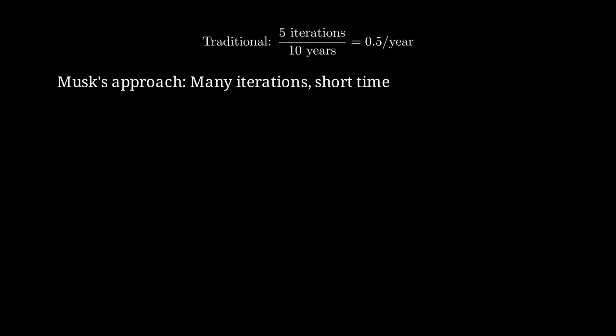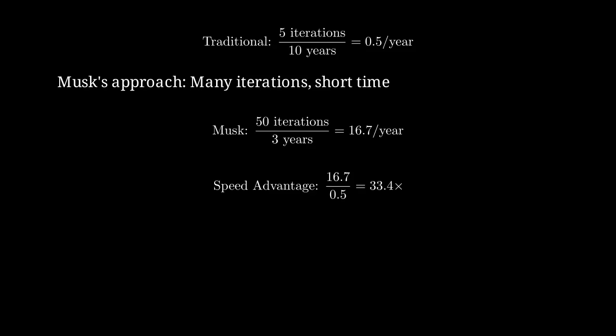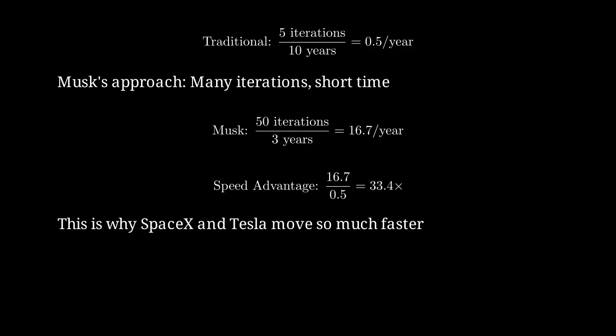Musk's approach does many iterations quickly. Let's say 50 iterations over 3 years. That's 16.7 iterations per year. That's more than 30 times faster learning. This gives you a 33-fold speed advantage in learning and improvement. This is the mathematical reason why SpaceX and Tesla can move so much faster than traditional companies. It's not magic, it's just math.